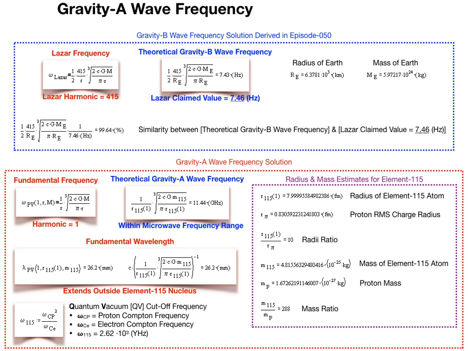Lastly, for any particle physicists watching this video, for your erotic pleasure, I've included the quantum vacuum cutoff frequency for the element 115 atom in the bottom left-hand corner of the screen. As you can see, it is simply the square of the proton Compton frequency divided by the electron Compton frequency.